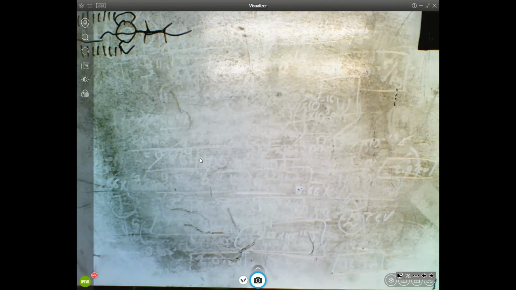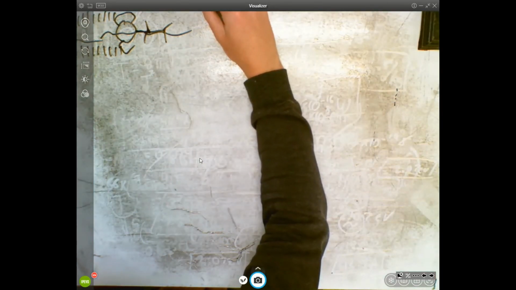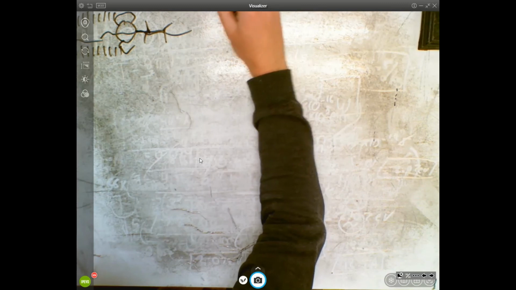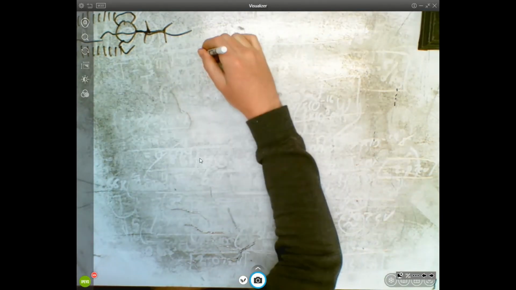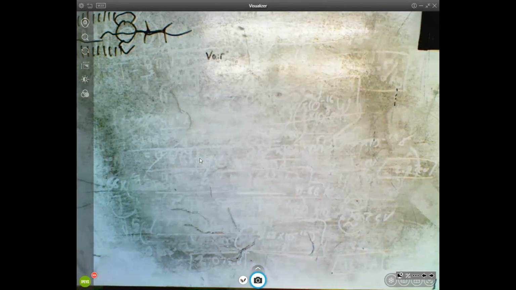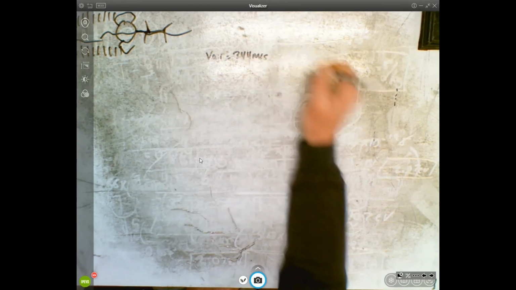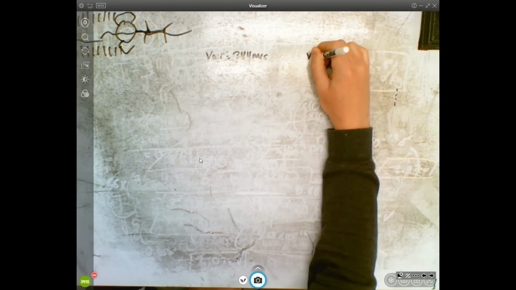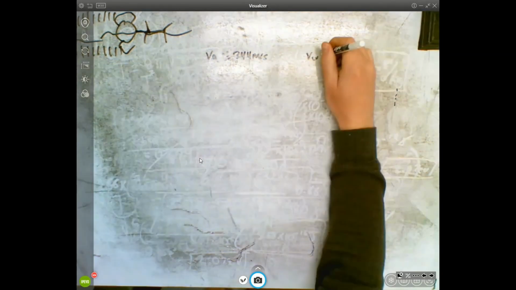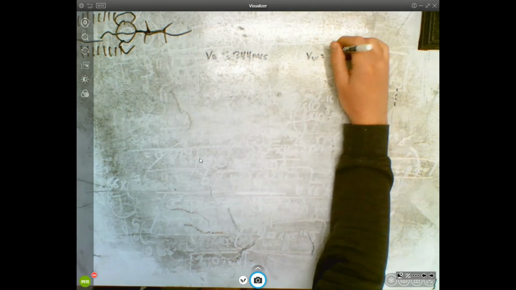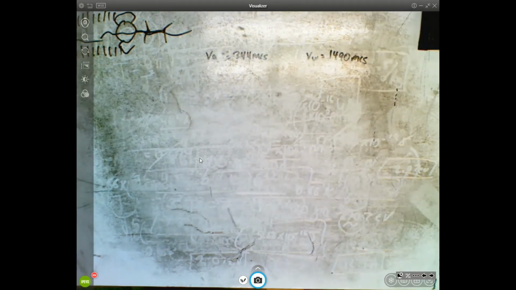So what we know is we know the speed in air. They told us it's 344 meters per second. We also know the speed in water. I'm just going to call it VA and VW. So the speed in the water is 1490 meters per second.